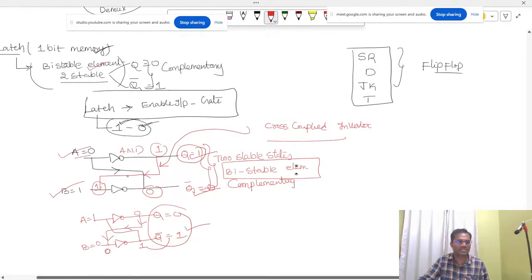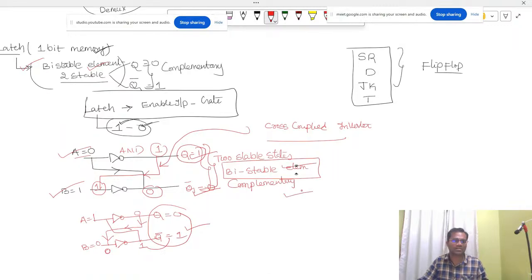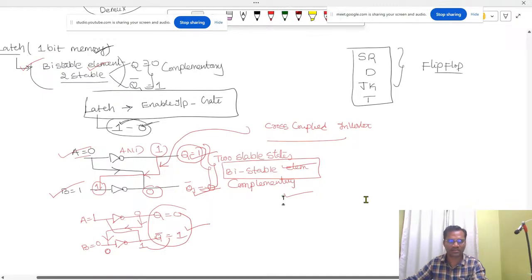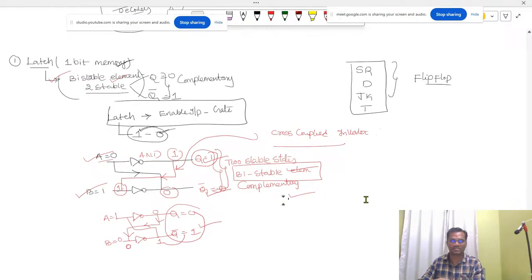This kind of behavior is called a latch, where it exhibits two stable states and both are complementary in nature. So please write down the notes. Just draw the diagram and write down how these latches will work. This is basically all about latches.